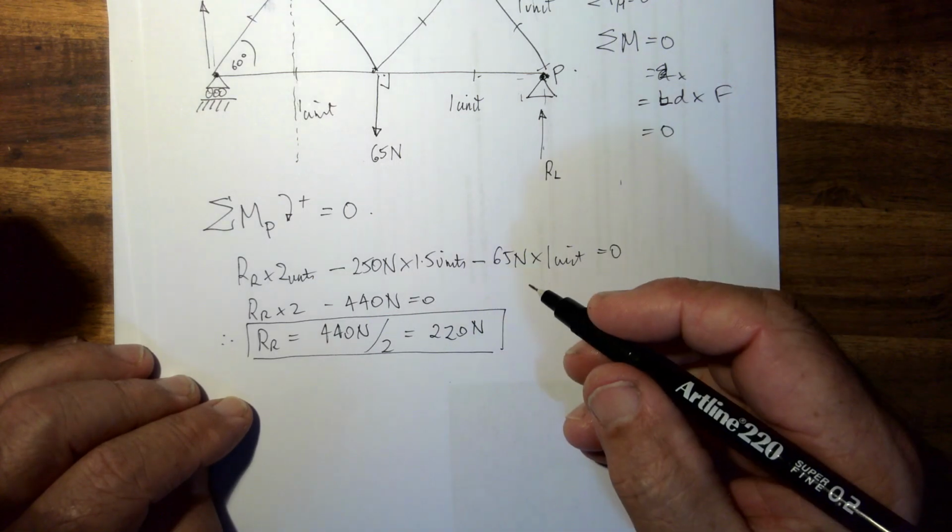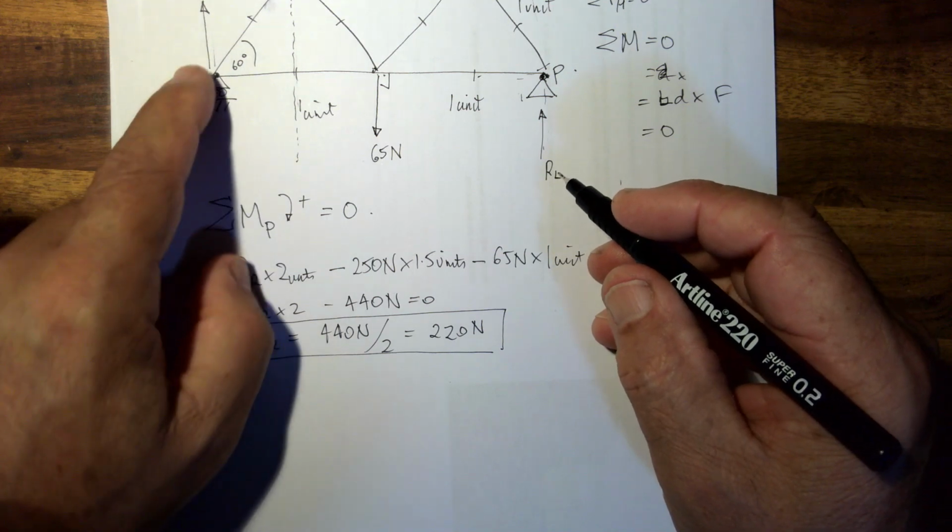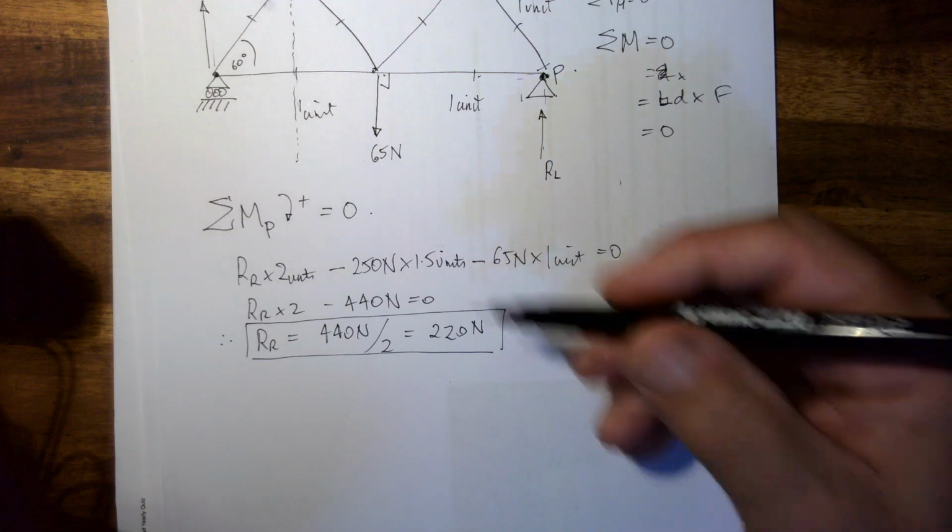So now we know that this force, beg your pardon, what did I call that? I called that RL. Isn't that silly? And I called that RR. It doesn't matter. RR should be reaction on the right.